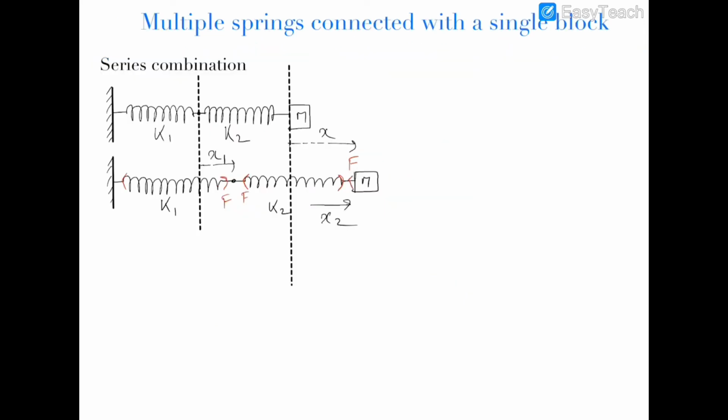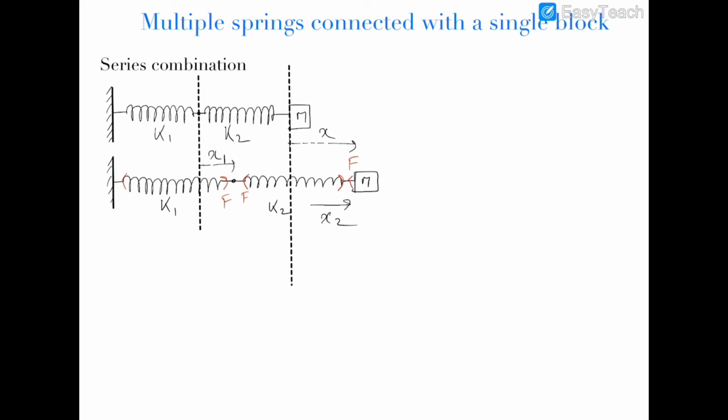Now let's move on to the next part, in which we are connecting multiple springs with a single block. There are two methods of connecting multiple springs. The first method is the series combination of the springs. So you can see that there is this series combination of the springs. The spring constant of the first spring is K1, and for the second spring is K2. Now this block is in the equilibrium position, and both of these springs are relaxed initially.